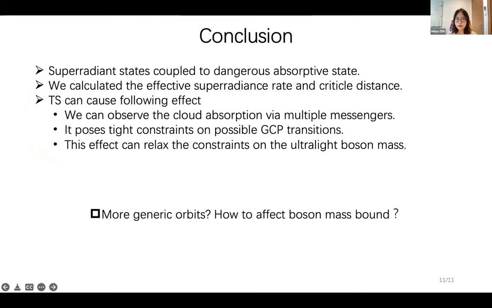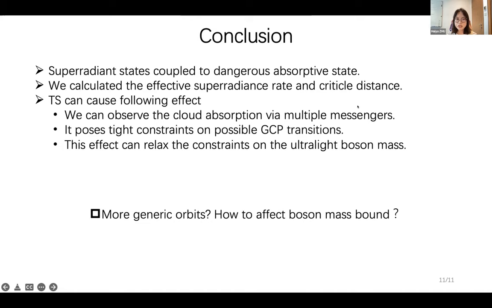Okay, so let's come to the conclusion. In this talk, we state that the superradiant state can couple to many dissipative absorptive states, making the superradiance terminated, or making the cloud absorbed. And we define the critical distance and we calculate the effective superradiance rate.